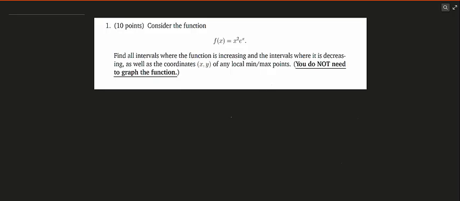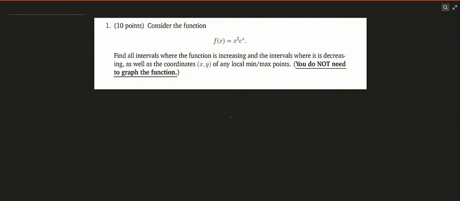So let's see how we actually proceed. Remember, when you're taking the intervals where a function is increasing and decreasing, and you want to find anything to do with its max min points, what you've got to do first is derive the function. What we're given out of the box is the function's formula. You want to find its derivative. So how do we find the derivative?